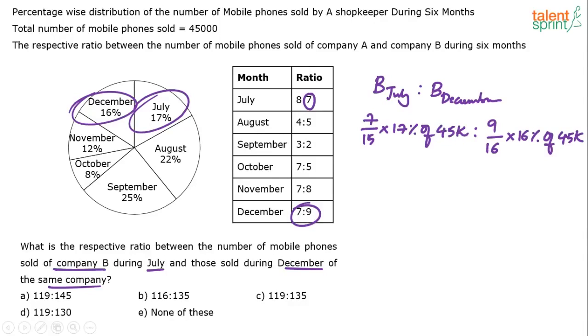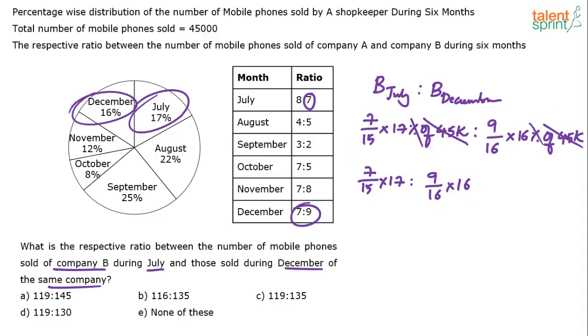Advantage is, if you are smart, you would not even write 45,000 on paper because it gets cancelled on both the sides. This percentage also doesn't really matter. Percentage means what? By 100 and by 100. On both the sides, you have to divide by 100. So it gets cancelled. So what you should ideally put on paper is only this: 7 by 15 into 17 is to 9 by 16 into 16.